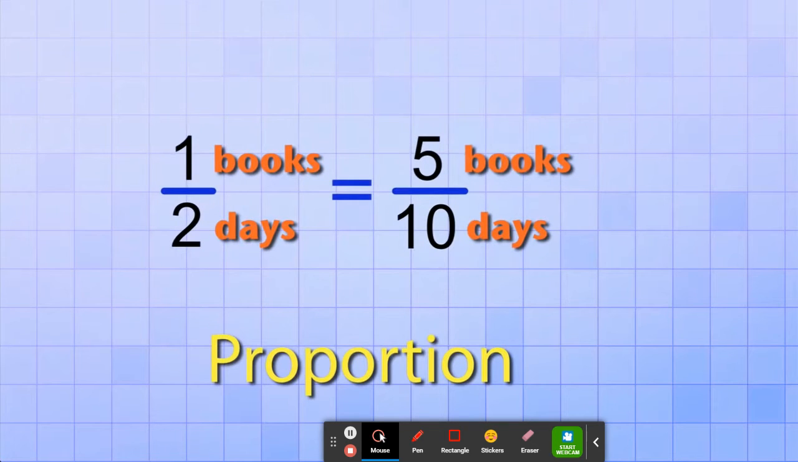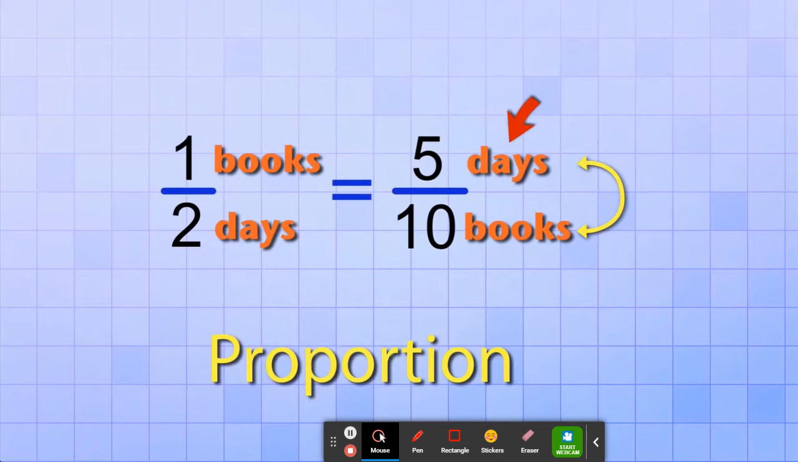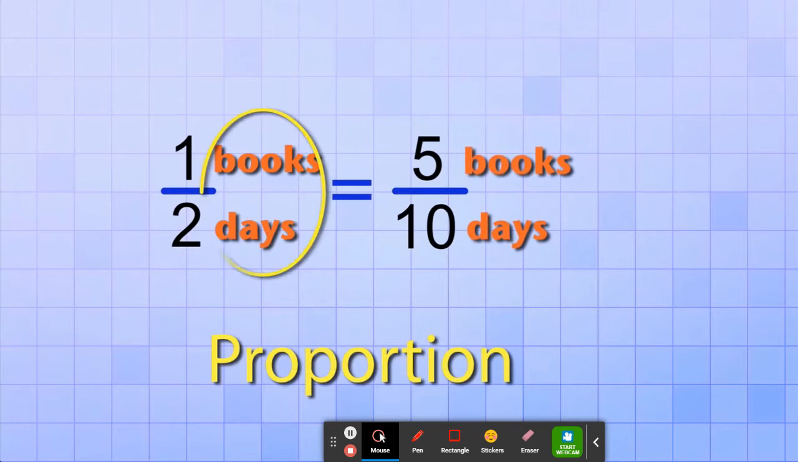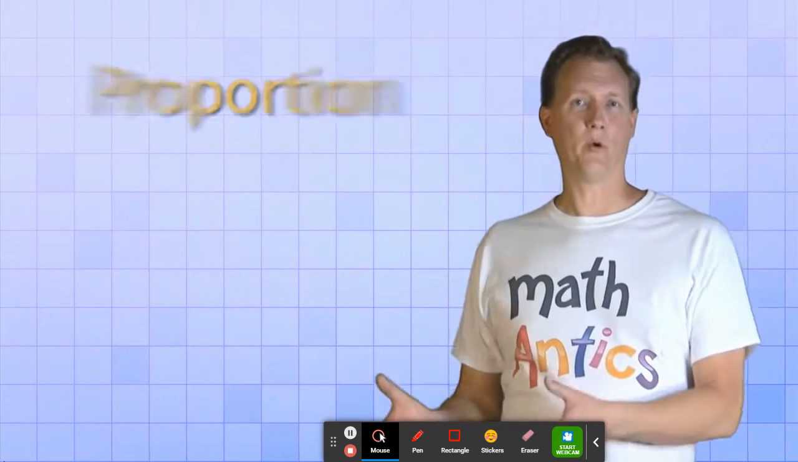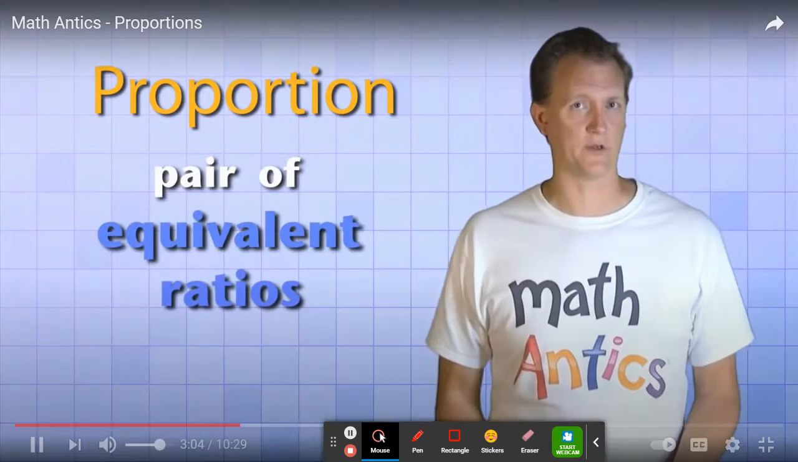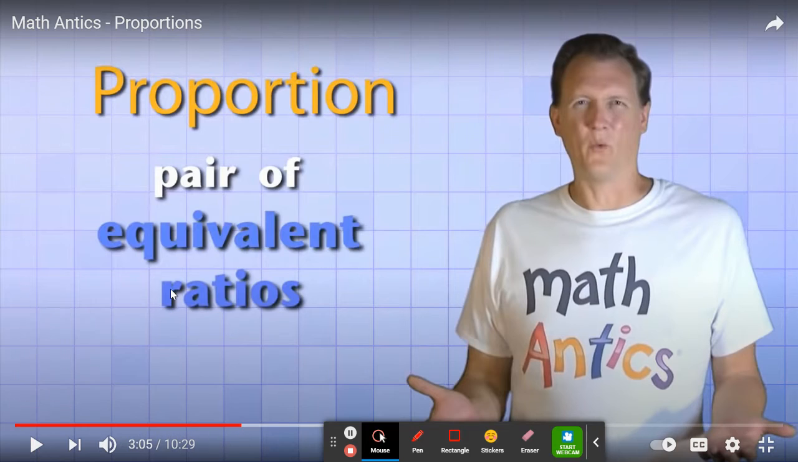Or what if we keep the same units and just switch them in the second ratio so that the days are on top and books are on the bottom? Are they still equivalent? Nope. This is not a proportion anymore either. 5 days per 10 books is not equivalent to 1 book per 2 days. So the units have to be exactly the same for both ratios to form a proportion. All right then, so a proportion is a pair of equivalent ratios. But that's it. Proportion is a pair of equivalent ratios.